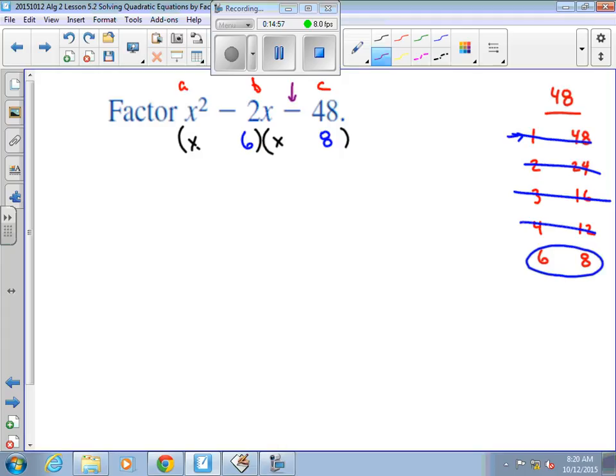Now, this is opposite the one we just did a minute ago. These are going to be different signs. One of them is going to be plus, the other one is going to be minus. Since they're different, we want to look at this one's sign. That one tells you the bigger absolute value's sign. So which number is bigger, 6 or 8? 8 is. It's the larger absolute value. It will be negative 8. And since they were different, this one will be positive 6. So x plus 6, x minus 8.